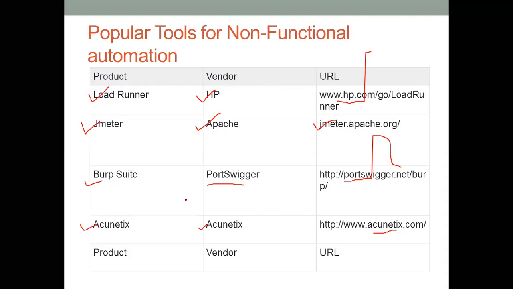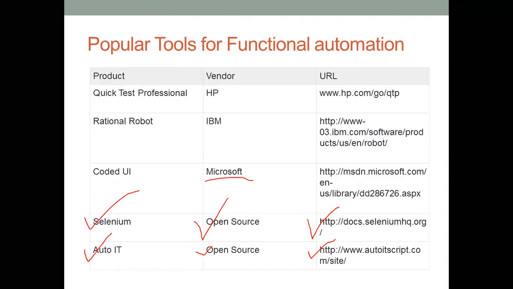So all of you, these are the 4 famous tools for non-functional automation testing. First is HP LoadRunner. Second is Apache JMeter. Third is Burp Suite. Fourth is Acunetix. So these are the non-functional automation tools, and the earlier ones are the functional automation tools.